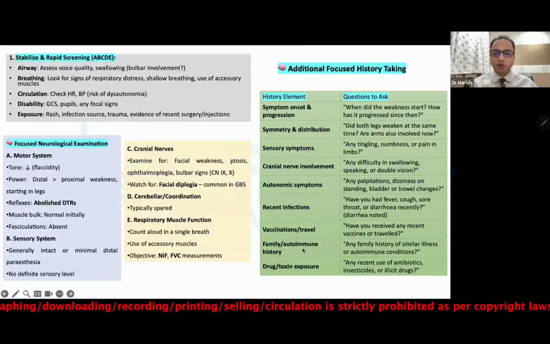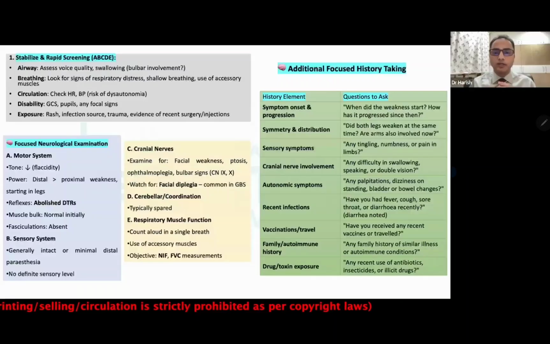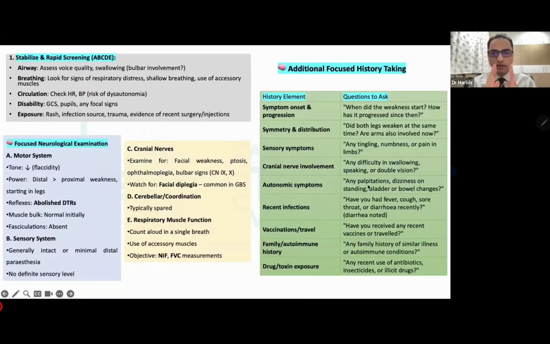So family or autoimmune history. So any family history of similar illness, autoimmune condition in the family. So drug or toxin exposure. So any recent use of antibiotic, insecticides or illicit drugs. So basically the examiner will at least expect 3 to 5 points in terms of focused history taking from your side. You should remember these subheadings.